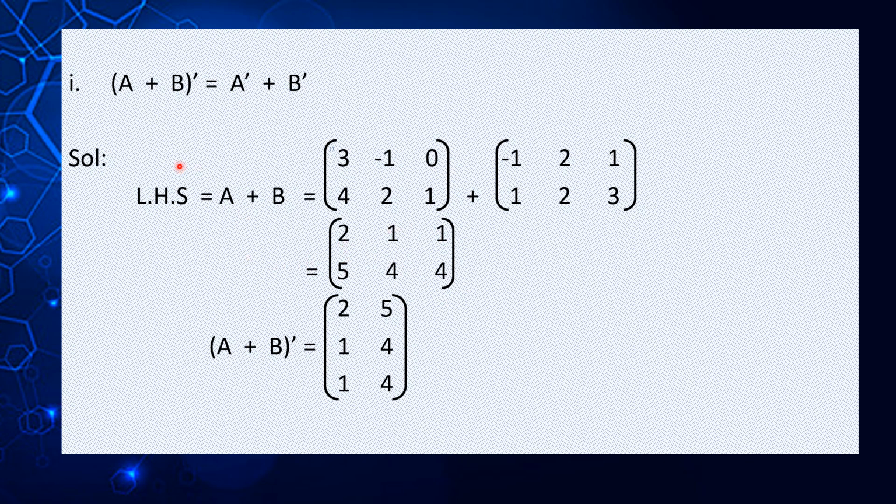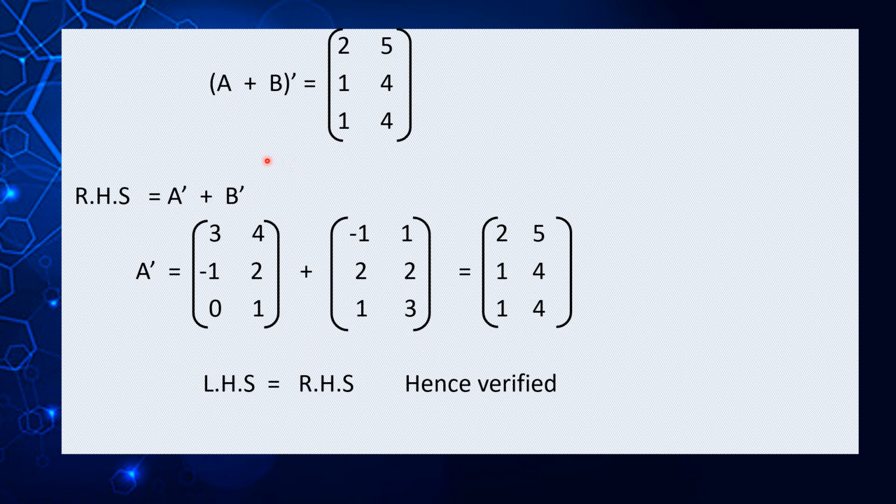Now as per the question, LHS is equal to A plus B the whole transpose. So we will find the transpose of A plus B, that would be 2, 5, 1, 4, 1, 4. Now we have the A plus B the whole transpose equal to this. So we would consider the RHS, that is A transpose plus B transpose. A transpose is equal to 3, 4, minus 1, 2, 0, 1 plus minus 1, 1, 2, 2, 1, 3.